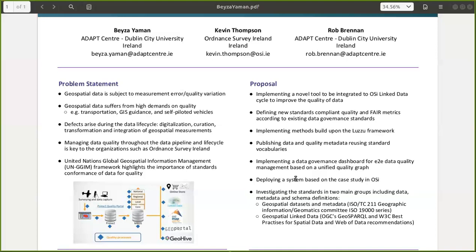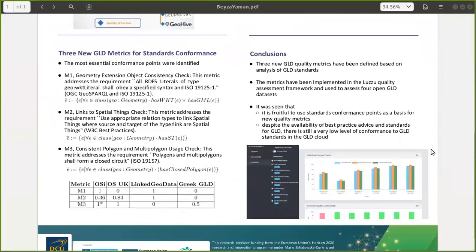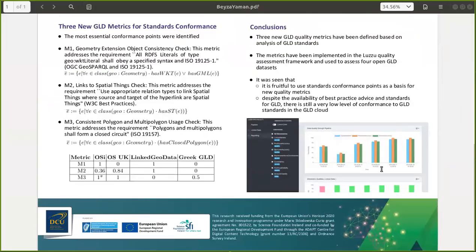In consultation with OSI, the most essential conformance metrics were identified. These metrics enable the assessment of a dataset in terms of standard conformance, including metadata, spatial reference system, and geometric classes. The rate of each metric was computed on the whole dataset to give values in the range of 0 and 1, as is the best practice for quality metrics.